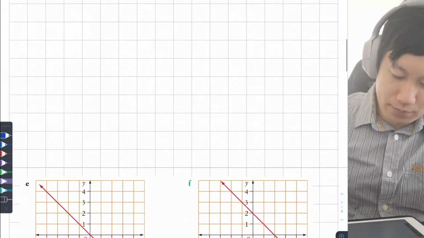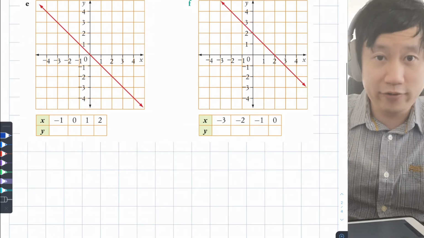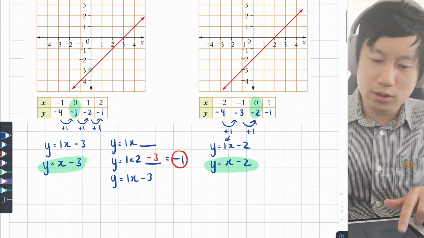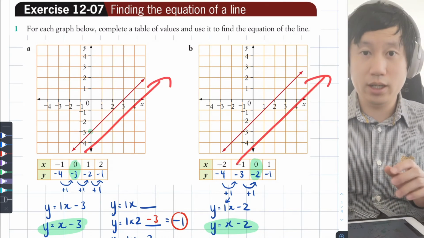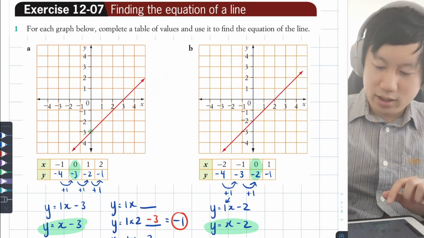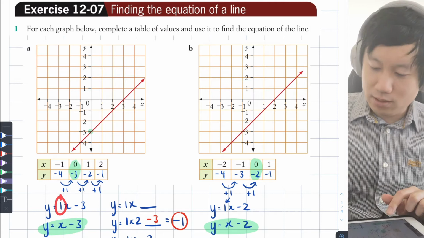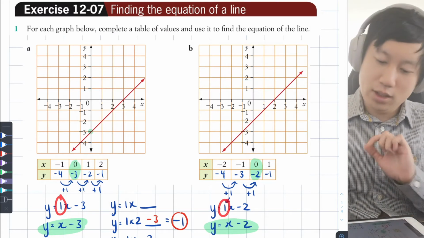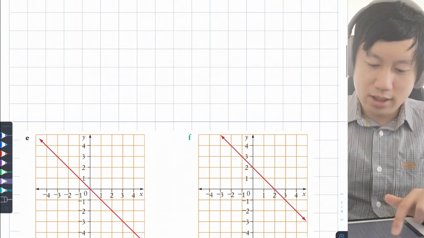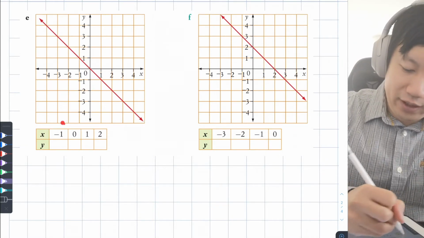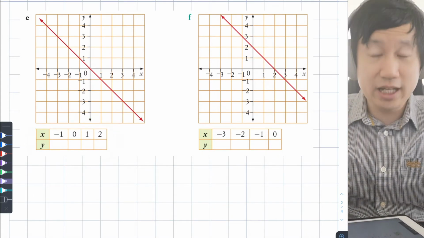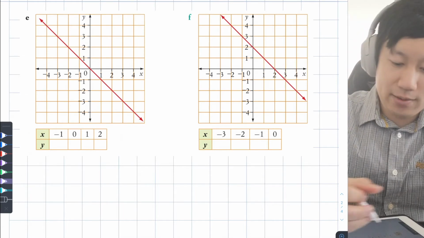So, question E, this is different from question A and B, only because if you look at A and B, they're both pointing upwards. So that's why the number before the x here that I'm pointing out is a 1. Let's see how it behaves when the line goes down. So again, we have to fill in a table of values. We're given some x values. We have to find out what the y values are.